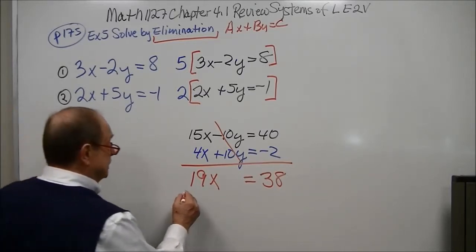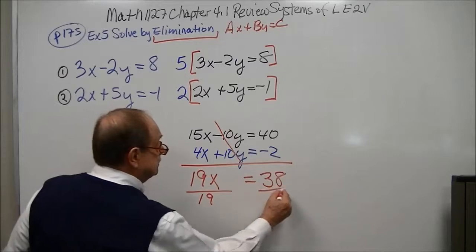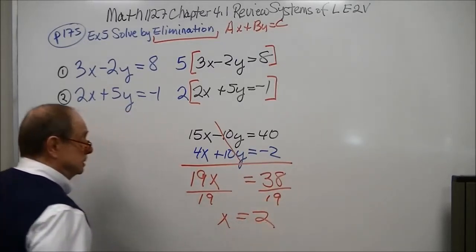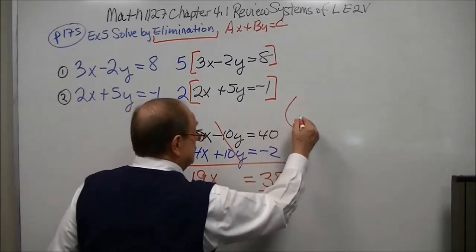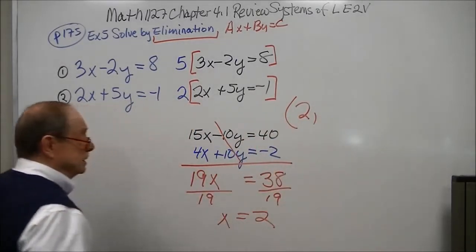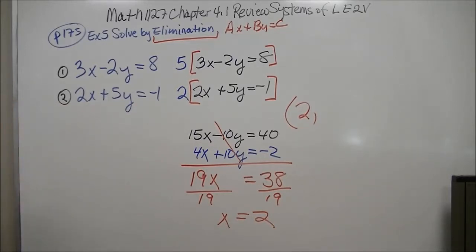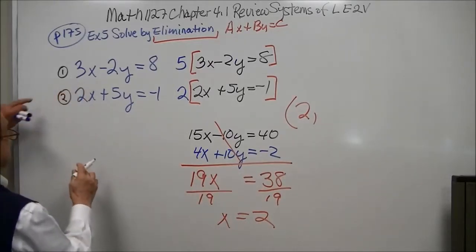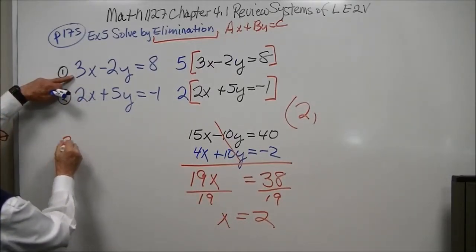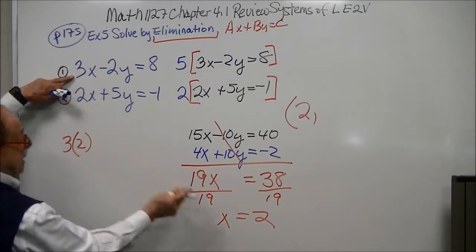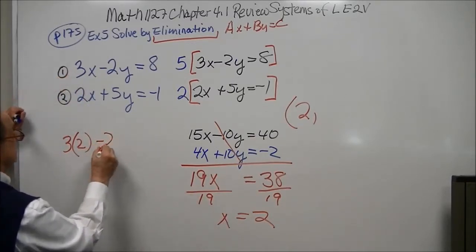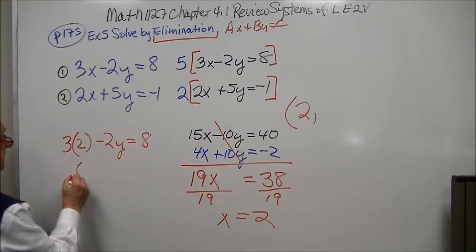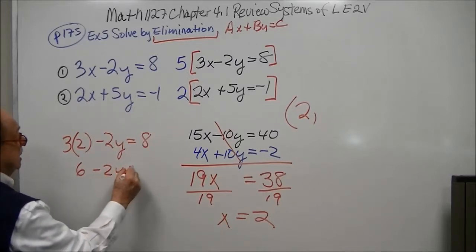Now I'm going to divide both sides by 19, and I get x equals 2. One of the members of my ordered pair, similar to how we did substitution. Now we know that x is a 2. We can then use this equation. 3 times 2, that's my x value, minus 2y equals 8. So this is going to be a 6 minus 2y equals 8.